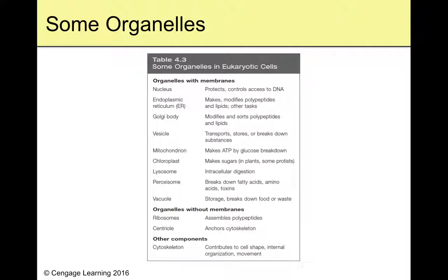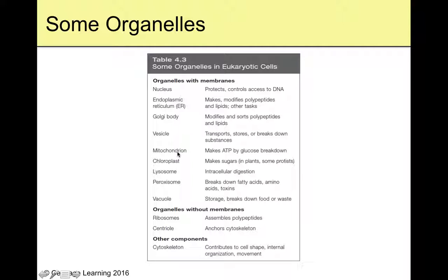So some organelles that you should be familiar with. If you're not already familiar with them, I would like you to be really familiar with them here in the next 30 minutes, and here they are. A nucleus, and you know what that does. It has the DNA in it. The endoplasmic reticulum, it's going to make proteins, it's going to make lipids, do a few other things. The Golgi is going to modify and sort these proteins and lipids. Our vesicles are going to transport substances or store substances.